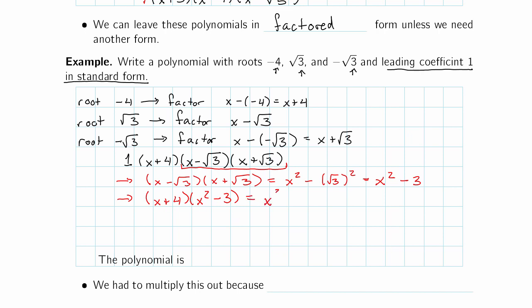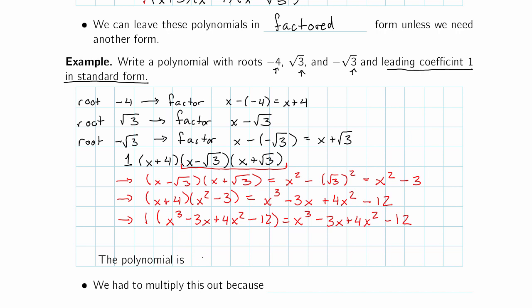X times x squared is x to the third. And then I've got x times -3, 4 times x squared, 4 times -3. And then, well, multiplying that by 1 doesn't do anything. Strictly speaking, I'm not required to write these terms in descending order in my answer, but it's an awful lot nicer if I do. I'll have x to the third plus 4x squared minus 3x minus 12. And again, the reason that I knew I had to multiply that out is because the problem says standard form, and standard form means multiplied out.